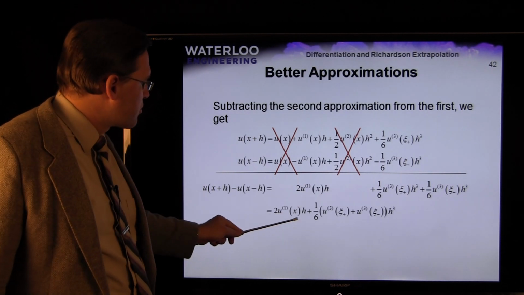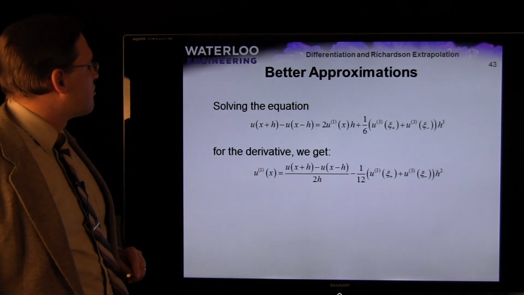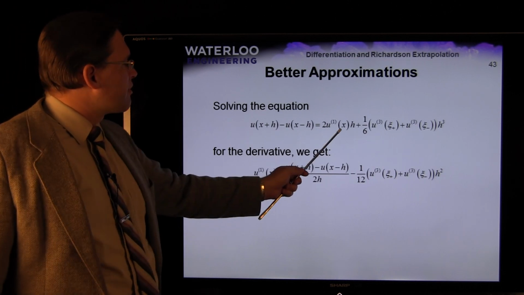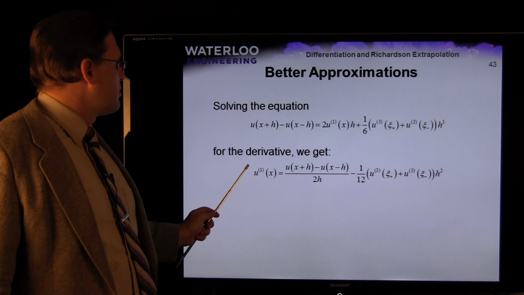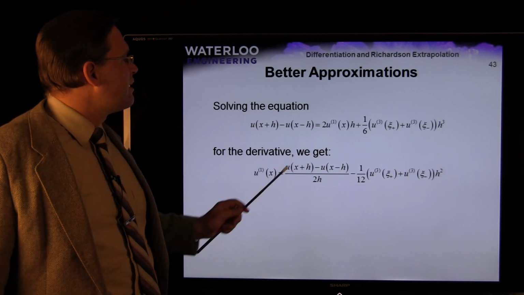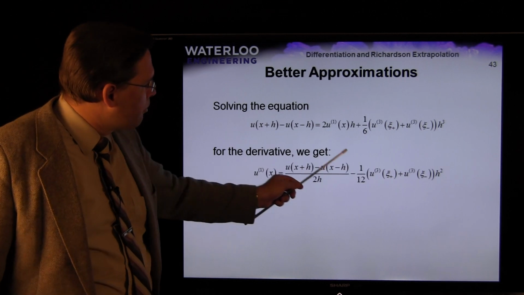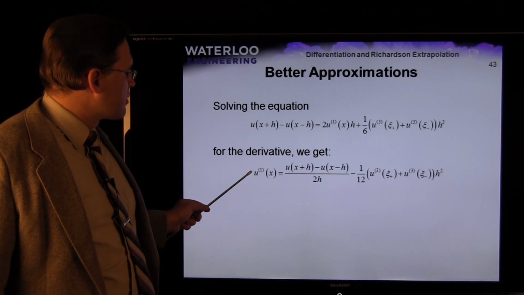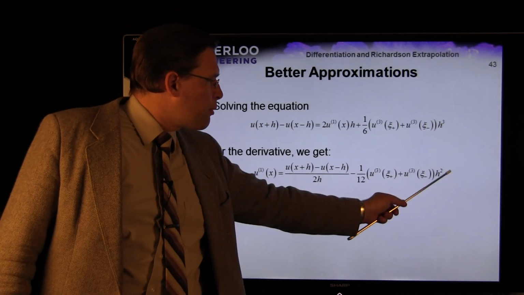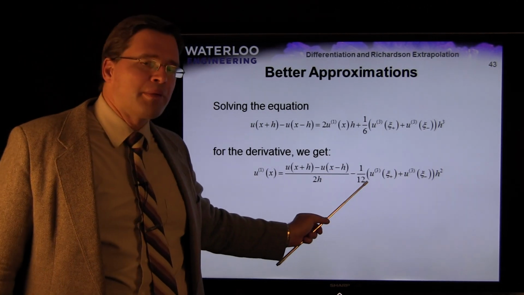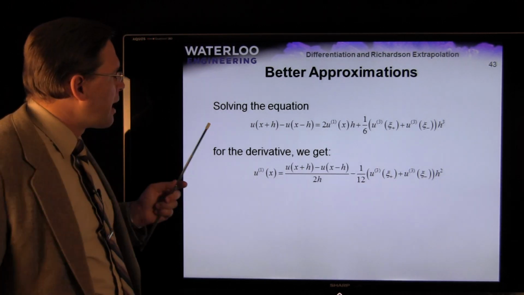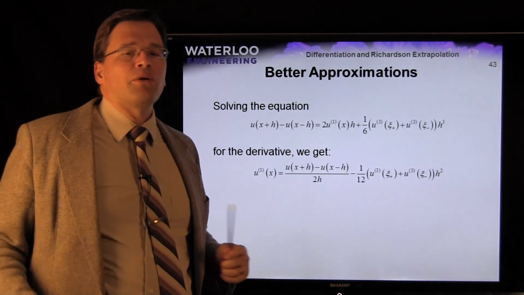Let's divide both sides by h. Dividing both of these sides, solving first for the derivative, and then dividing both sides by 2h. Once again, we see that we get the formula. The derivative is equal to the formula we found minus a 12th times this linear combination times h squared. So what happened here? Now the error is h squared.